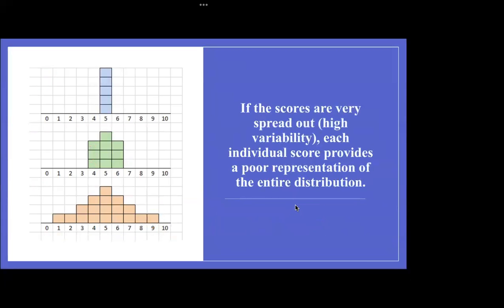From the perspective of data evaluation, if the scores are very spread out, each individual score provides a poor representation of the entire distribution. So again, the more spread out the scores are, the less information you get from individual scores, including the average, right? So if the scores are very spread out, the fact that the average is 5 in the last group might not mean as much to me as in groups A and B, where the scores are much more clustered together, and that average is a much better representation of the data as a whole.